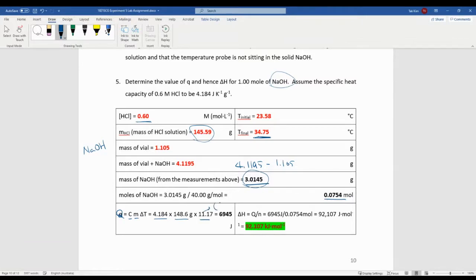So that should be from 34.75 minus 23.58. So anyway, once you finish calculating Q, you should have about 6.945 kilojoules. This is in joules, but I just straightly converted to kilojoules.